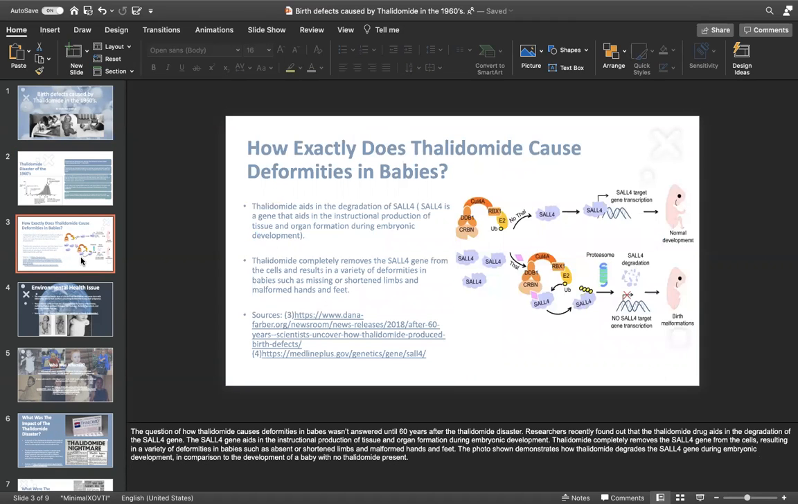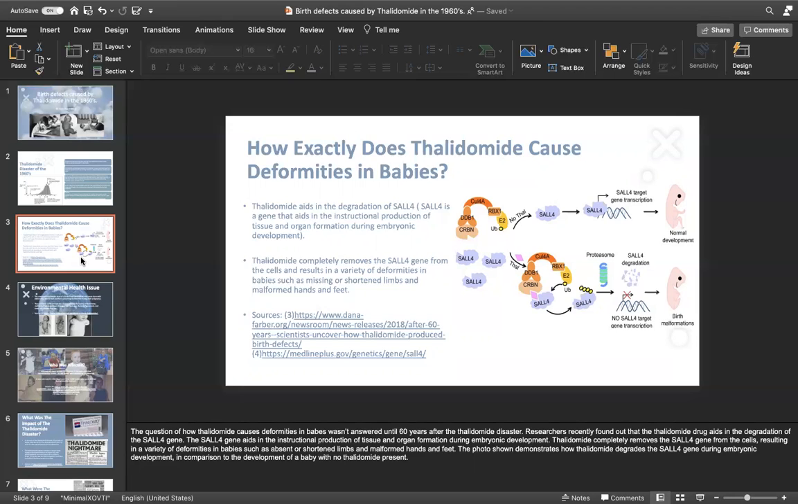So how exactly does thalidomide cause deformities in babies? Well, the question of how thalidomide causes deformities in babies wasn't answered until 60 years after the thalidomide disaster. Researchers recently found out that the thalidomide drug aids in the degradation of the SALL4 gene. The SALL4 gene aids in the instructional production of tissue and organ formation during embryonic development.